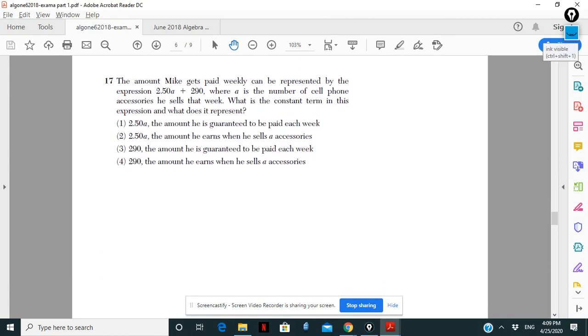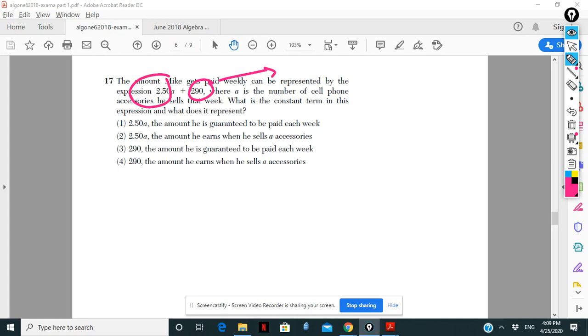The amount Mike gets paid weekly can be represented by the expression 2.5a plus 290. That's a linear equation. A is the number of cell phone accessories she sells. So first, what's the 290? That's what she gets without making any calls, and 2.5 is the rate of change for every call.